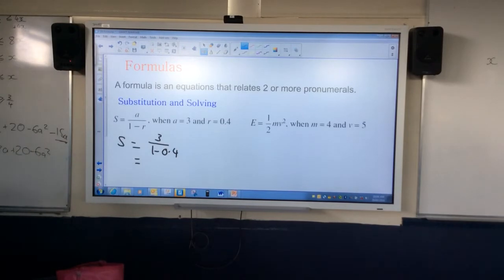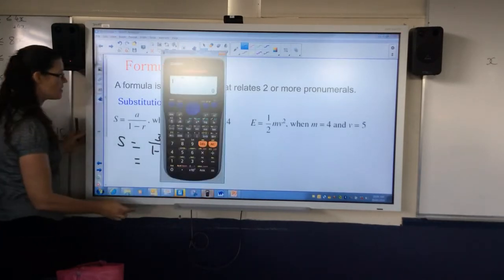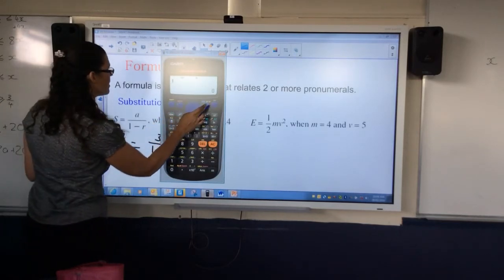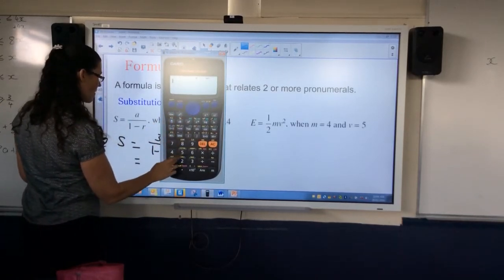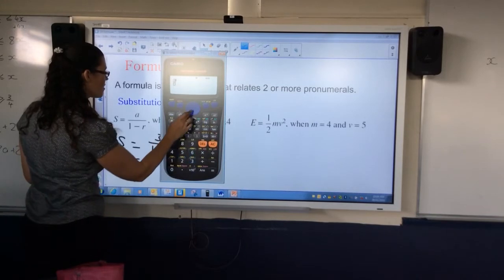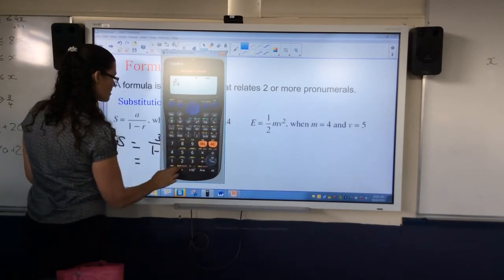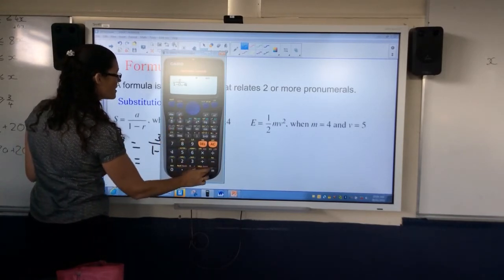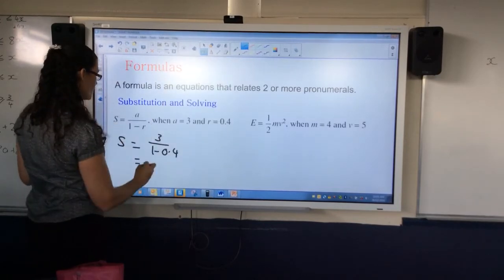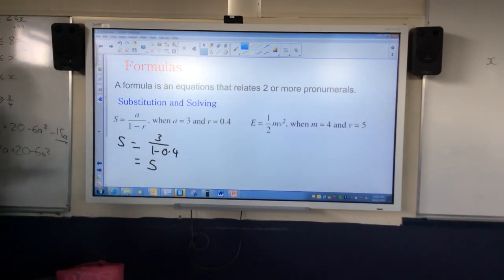That's really simple. All I do now is pick up a calculator and I type in, when I'm not in stat mode, 5 times 3 over 1 minus 0.4. That tells me the answer is 5. You're fast. That's it.